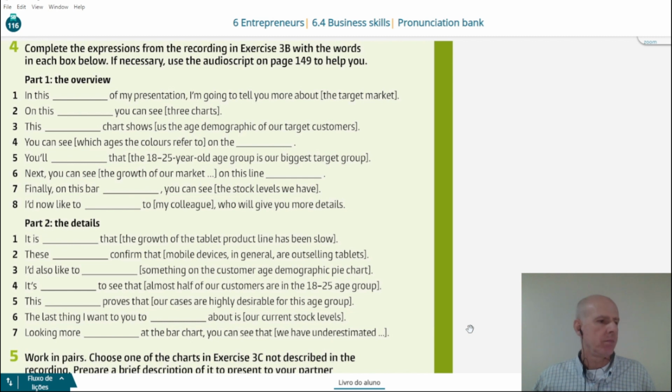Finally, on this bar chart, you can see the stock levels we have and our forecast for the next quarter year. At the end of Q4, we'll have this much stock, and you can see from our projected sales that we're not going to have enough. We'll need more stock to be able to fulfill the orders that will come in. For that reason, we need a short-term loan so that we can buy more stock. I'd now like to hand over to my colleague who will give you more details.